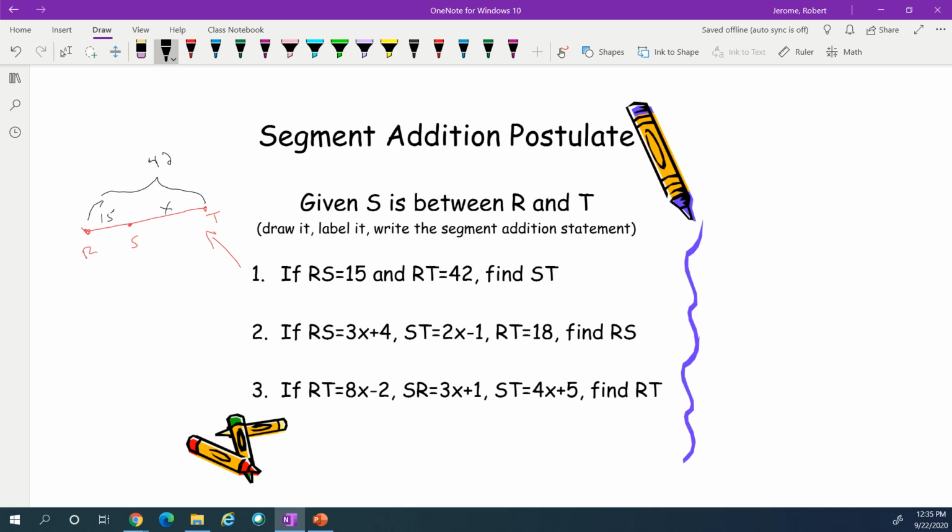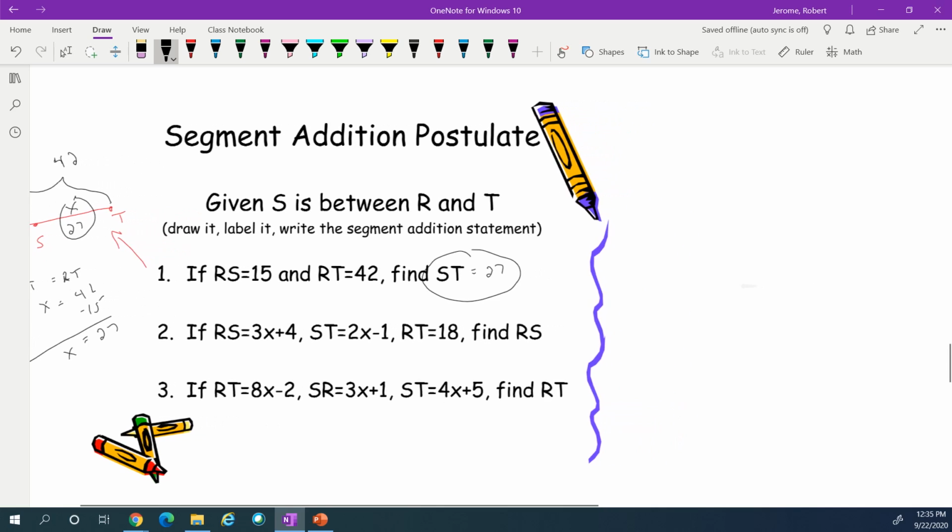My segment addition: RS plus ST equals RT. So 15 plus x equals 42. Well, subtract 15 from both sides. And x equals, let's see, 27. So this is 27 right here. So ST equals 27. Let's do another.